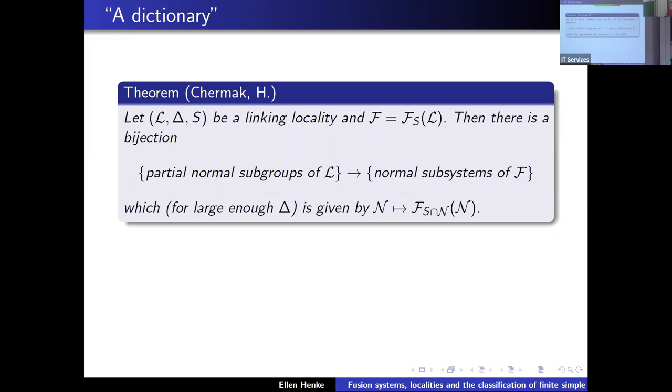So given any linking locality, we actually get some nice correspondences between fusion systems and linking localities. In particular, if you look at the partial normal subgroups and the normal subsystems, then we get a one-to-one correspondence, which at least for large enough Δ is also given in this very natural way.